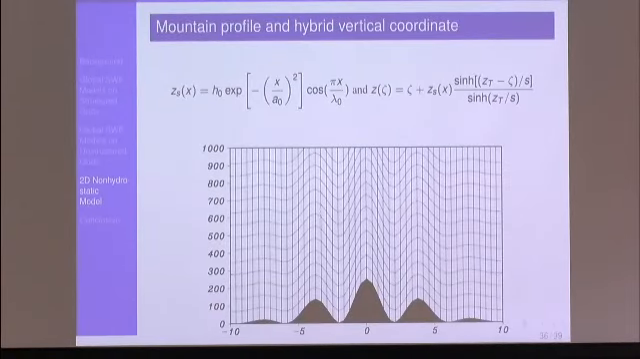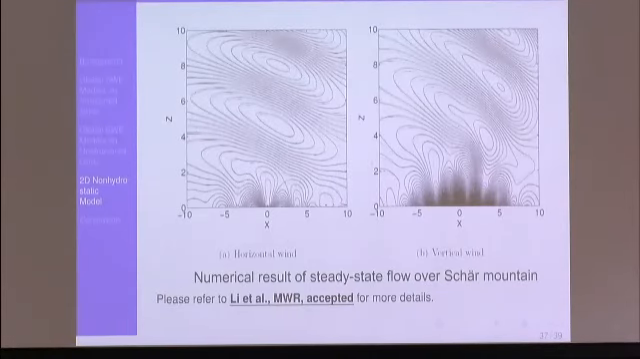Okay, the last one is the mountain test to check the performance of a numerical scheme to treat the bottom mountain. There are 5 bottom mountains, and we use these hybrid coordinates. Here is the result of the wind field. The wind field is a horizontal wind and vertical wind. It's obtained by models of first order accuracy, and the thick line is the numerical results, and the thin line is the semi-analytic solution by using linear theory.